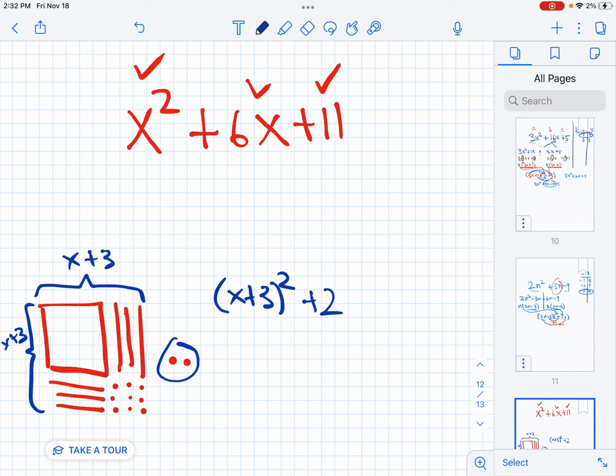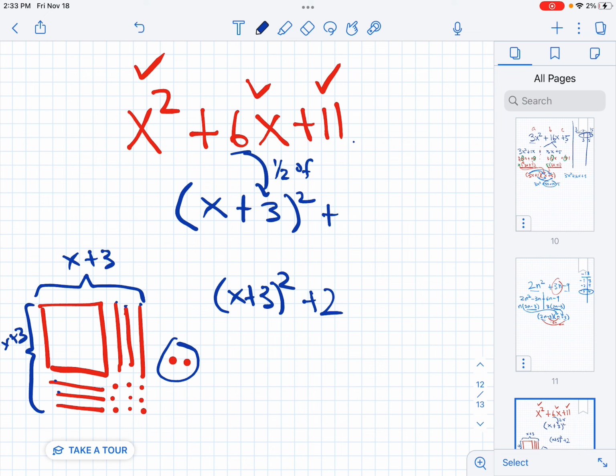Now, let's do this with the algebra method. The algebra method goes like this. I'm going to write a parentheses, I write x, and now I'm going to take half of 6. So half of 6 is 3. Now, why am I taking half of 6? Because I had 6, I'm going to put 1, 2, 3 there, and 1, 2, 3 there. So half in one direction, half in the other direction.